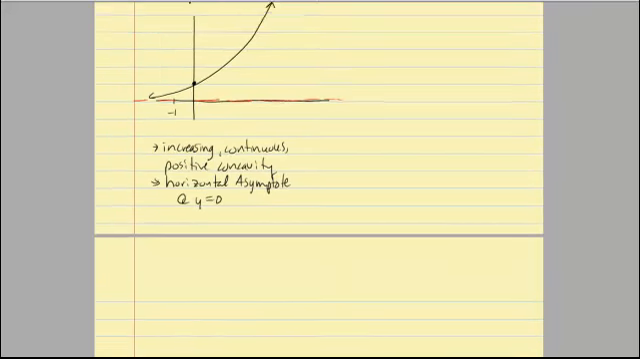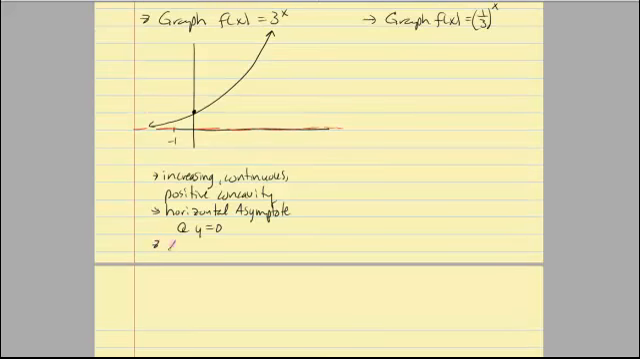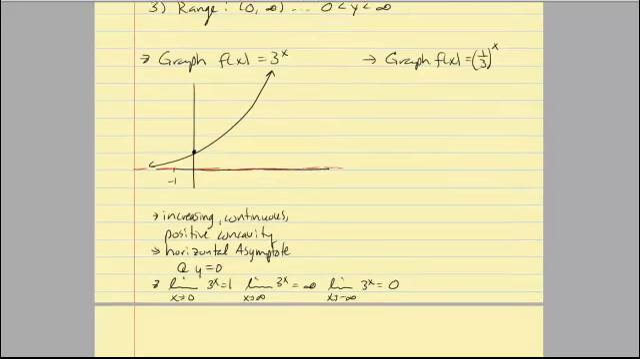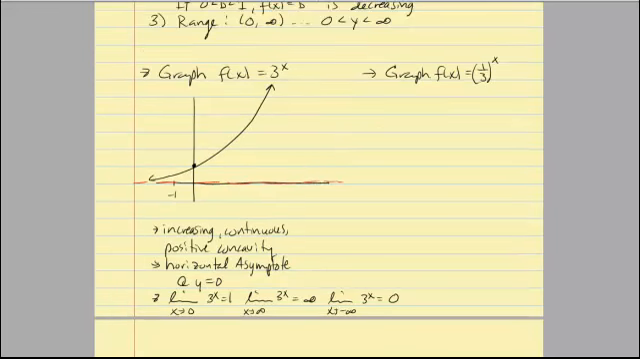And let's see what else. I also have some limits that I can look at here. The limit as x approaches 0 of this function is 1. The limit as x approaches infinity of this function is infinity. And the limit as x approaches negative infinity of this function is equal to 0. So those are some interesting characteristics of f of x equals 3 to the x.